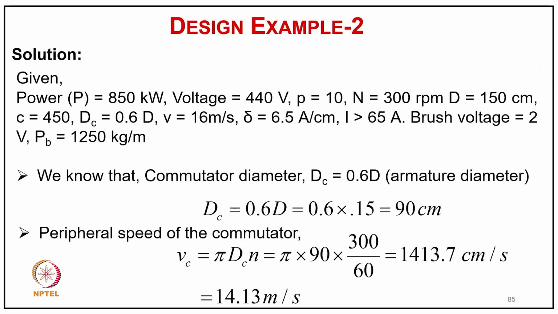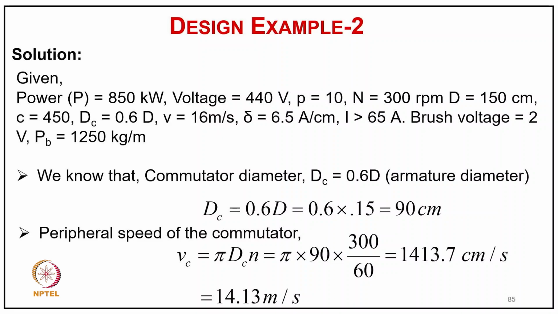Now the solution. The power is given as 850 kilowatt, voltage is 440, P equal to 10, N equal to 300 RPM, D equal to 150 centimeter, C equal to 450, D_C equal to 0.6 D, V_C equal to 16 meter per second, sigma is 6.5 ampere per centimeter square, I_B is greater than 65 ampere, brush voltage is 2 volt, P_B equal to 1250 kg.